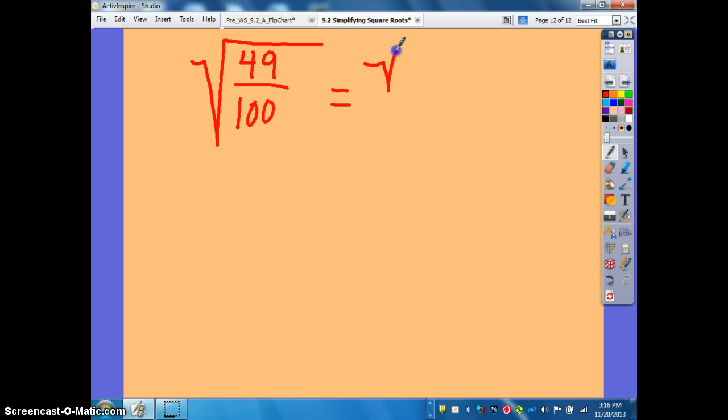Okay, there's 3 more examples that I want to go over with you before you start on your homework. Let's do this one together. You have the square root of 49 over 100. First thing we do is, yes, rewrite it. So we have the square root of 49 over the square root of 100.